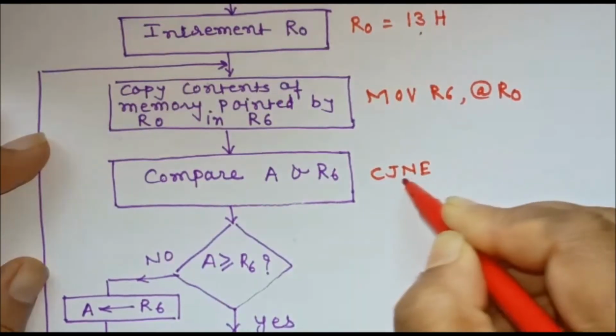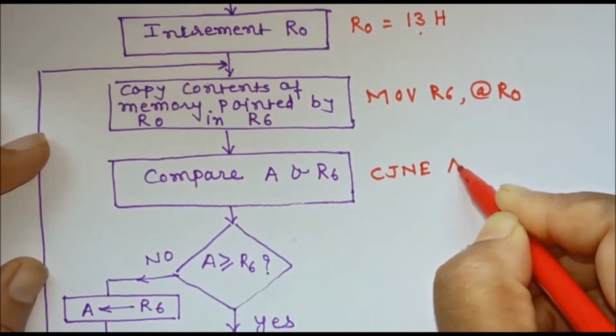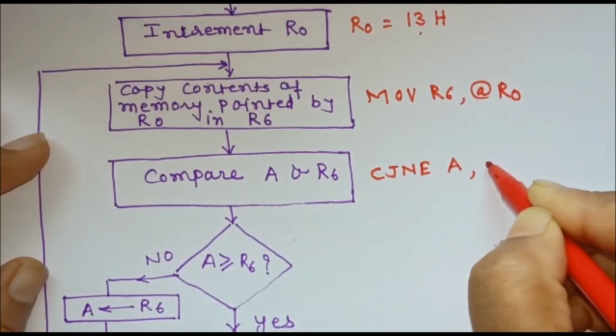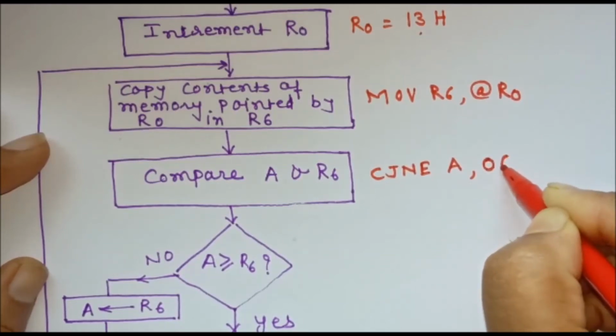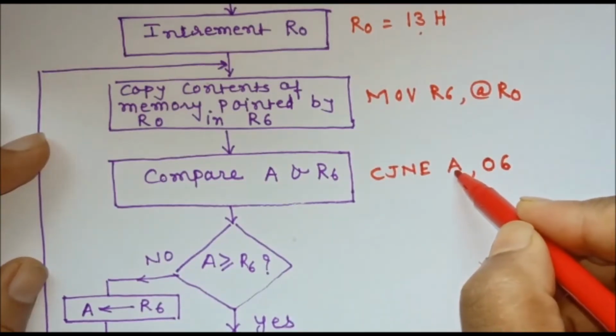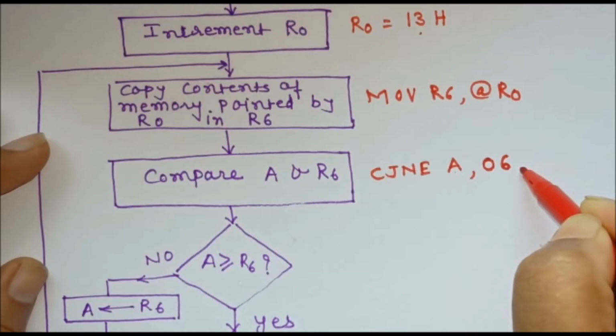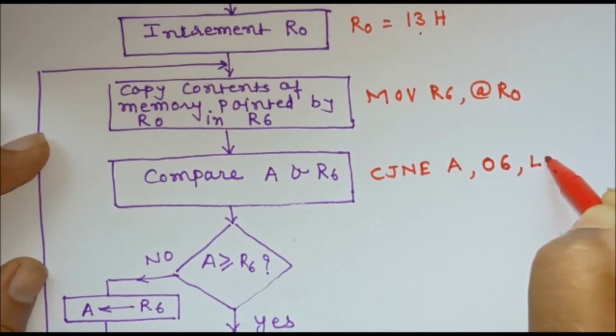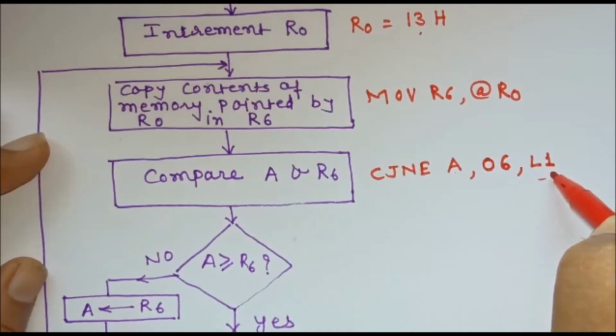So we'll compare and jump if not equal: we'll compare accumulator and register R6 content. Since it is direct addressing mode, we'll write here address of register R6. So it will compare accumulator and contents of R6, and if not equal, it will jump to a label. I am writing here label L1.